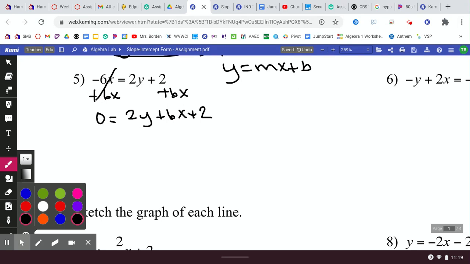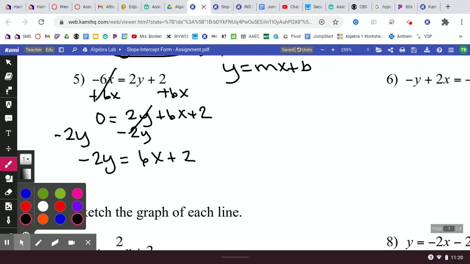What side do I want my y on? Yep, so what do I have to do to move it over there? It's plus 2y right now, so I want to do minus 2y, right? So we're going to put minus 2y over here. Now, I already had 0 on that side, so I'm going to put that negative 2y over here as well. I don't have to put plus 0 because it doesn't need to be there. And then over here, I've got 6x plus 2.